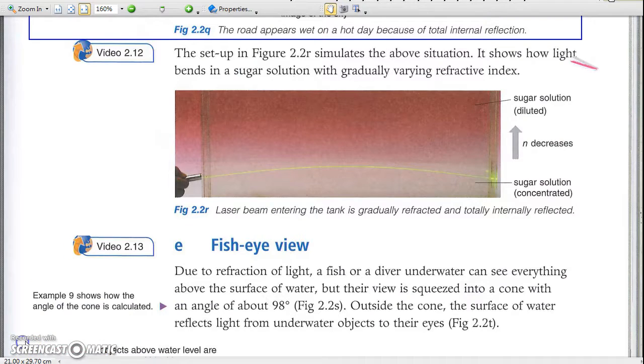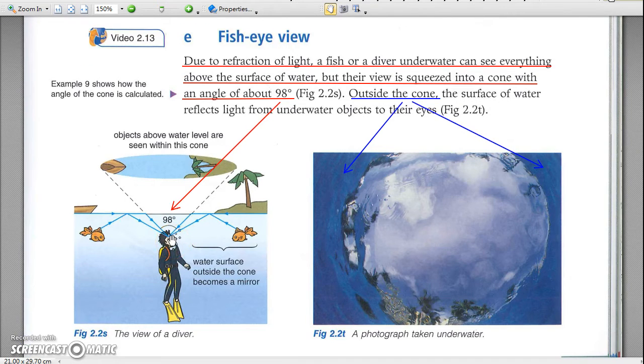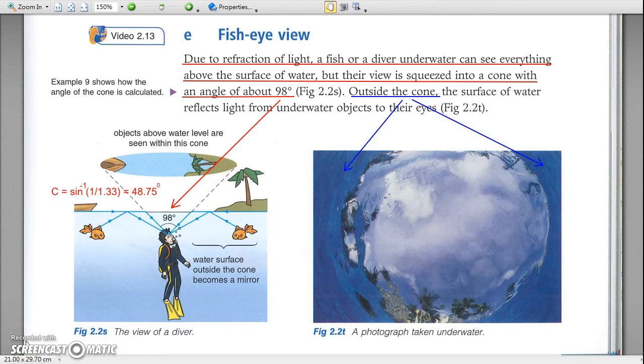inverted. E. Fish-eye view. If you are underwater and look above, you will see everything above the water surface squeezed into a small circular disc, while beyond the disc it is the reflection of the seabed. This is called fish-eye view. The circular disc is the base of a cone with an angle of 98 degrees, which is double the critical angle of water, 48.75 degrees.